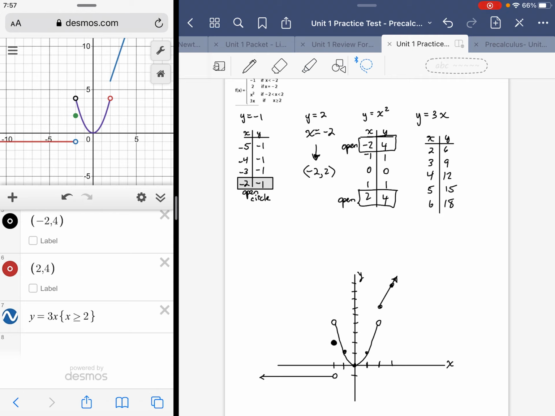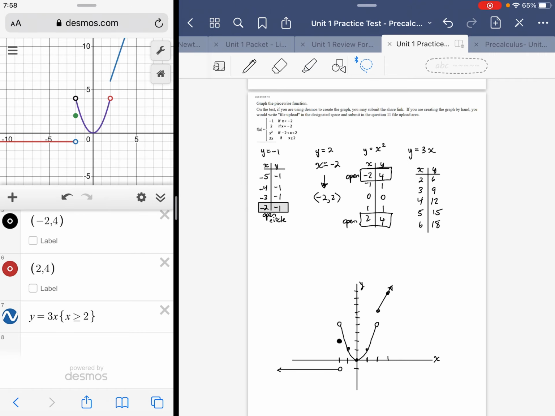We don't have to worry about arrows if we do it on Desmos. So then all you do is make sure you're signed in. You have to be signed into Desmos, which means you have to have an account, signed in, then create the share link and submit that on Blackboard, and that would get you full credit on the test, or for this problem on the test, of course.